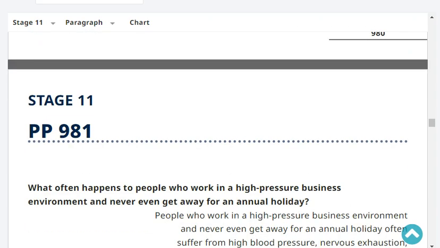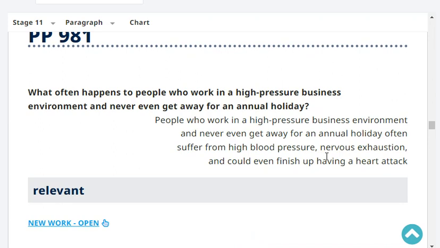What often happens to people who work in a high pressure business environment and never even get away for an annual holiday?